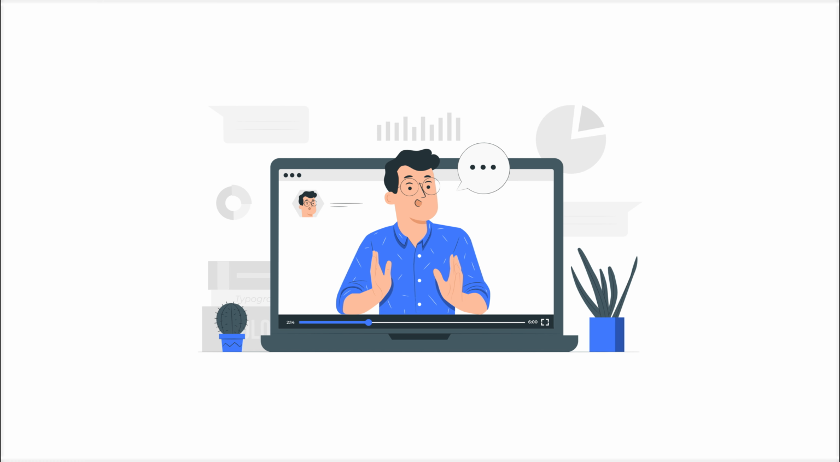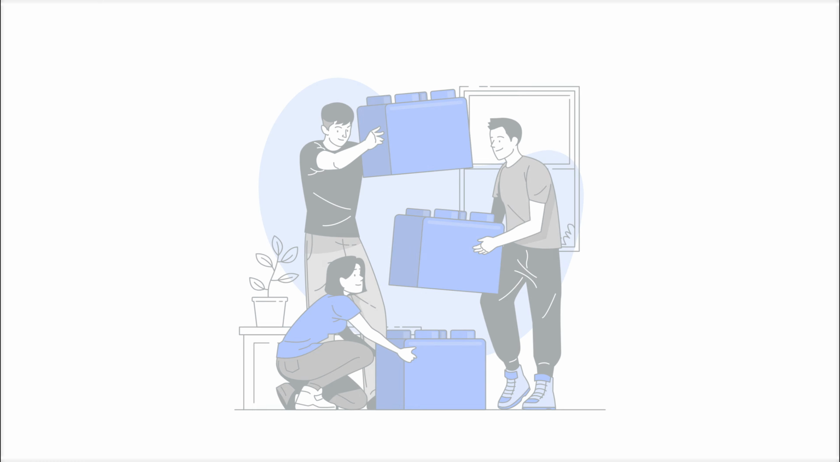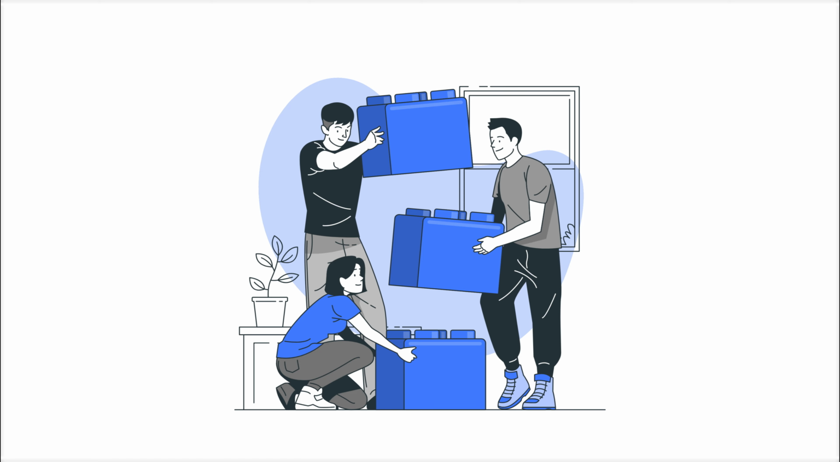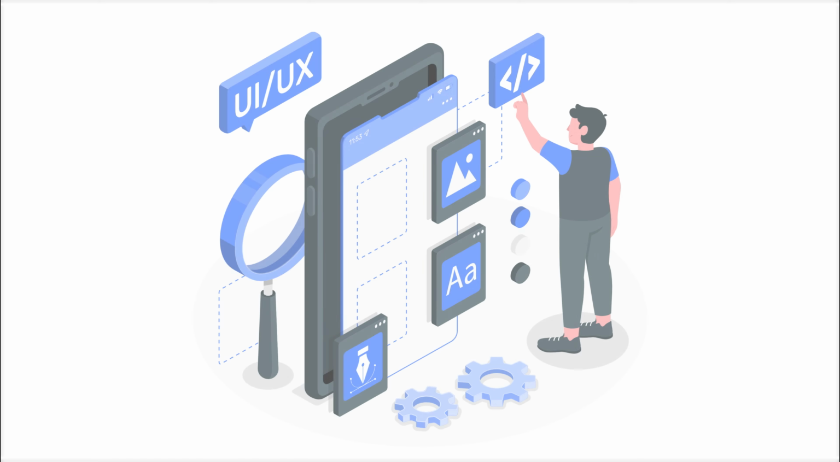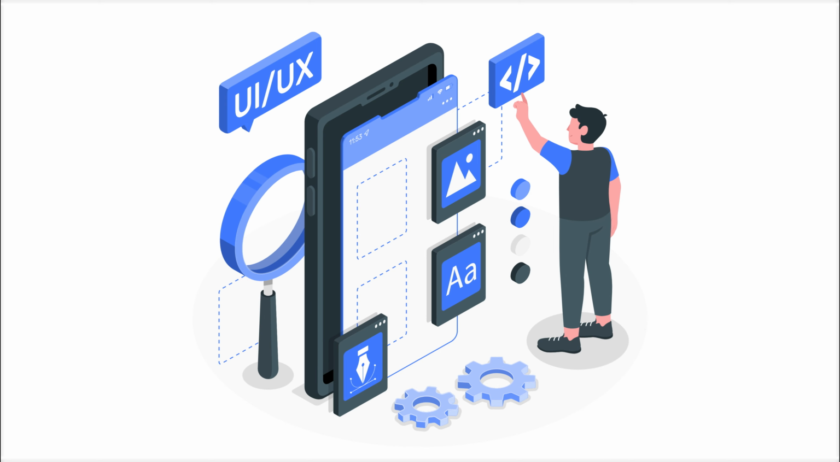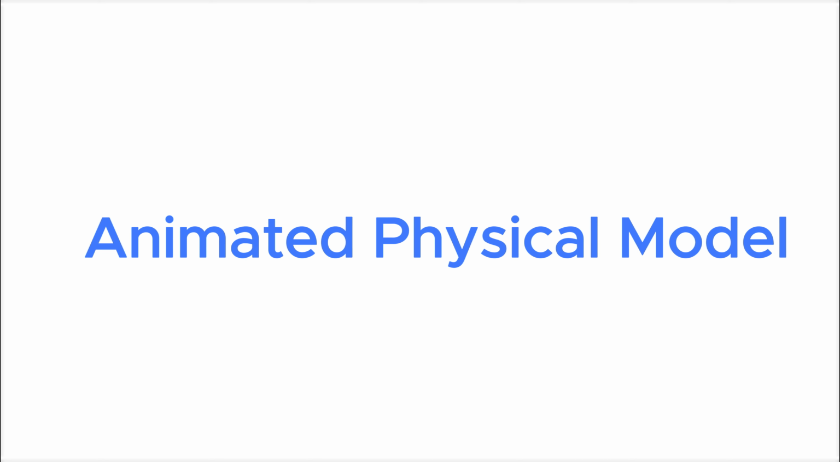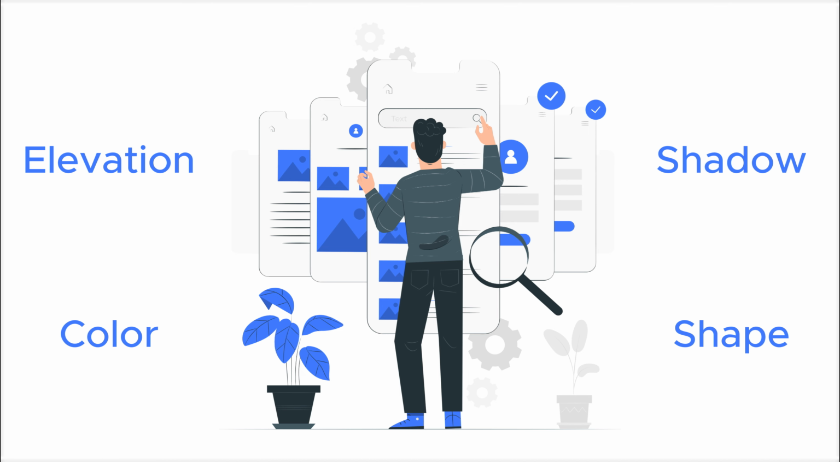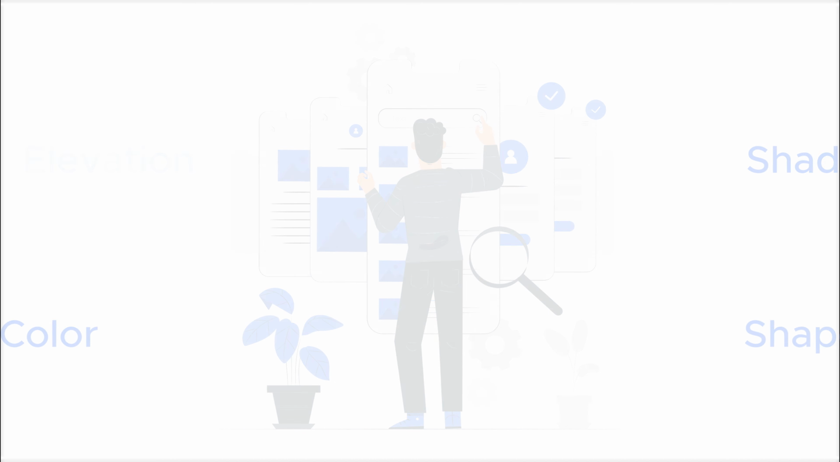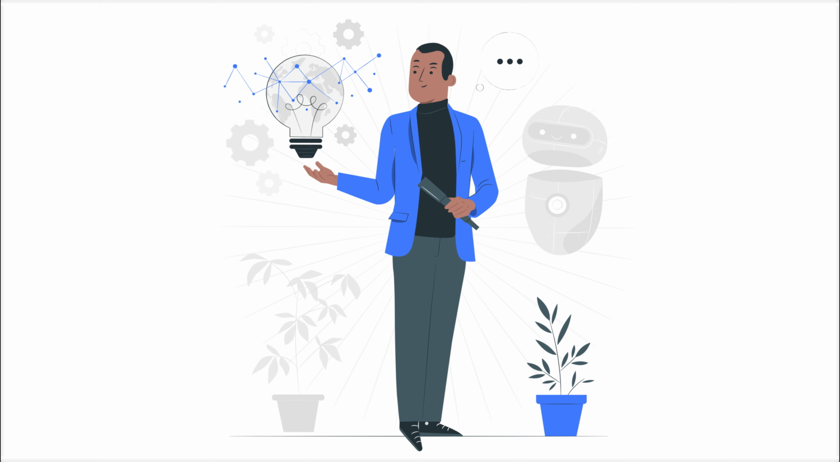In today's video, we're going to dive into the Animated Physical Model widget in Flutter. This widget is a fantastic way to add realistic, interactive UI elements to your apps, giving them a sleek, polished look. The Animated Physical Model widget allows you to apply visual effects like elevation, color, shadow, and shape changes with smooth animations. If you're looking to add subtle yet powerful animations to your app, this widget is for you.